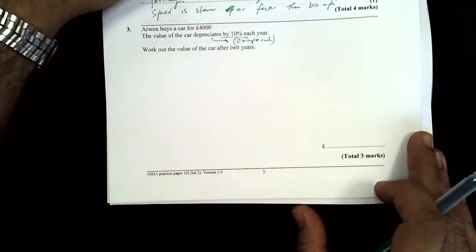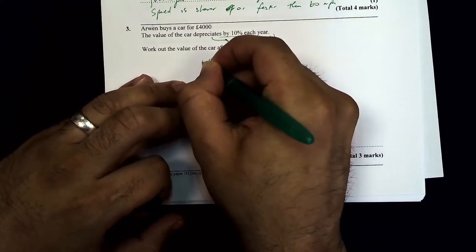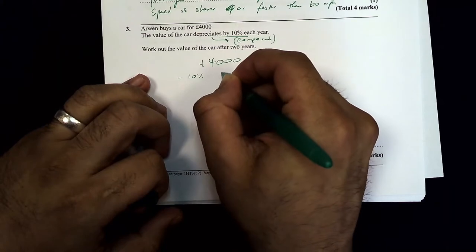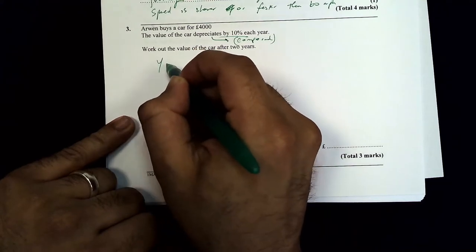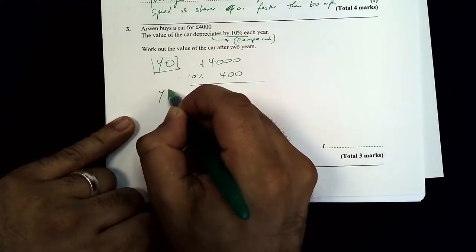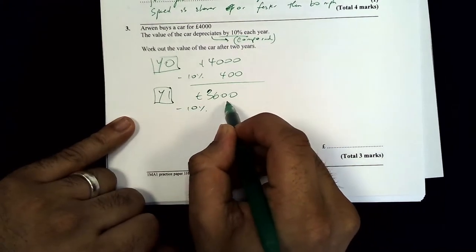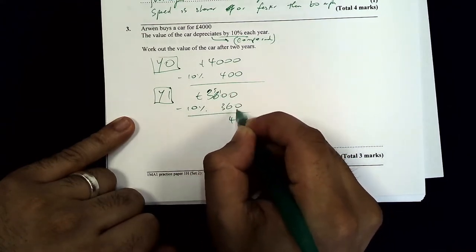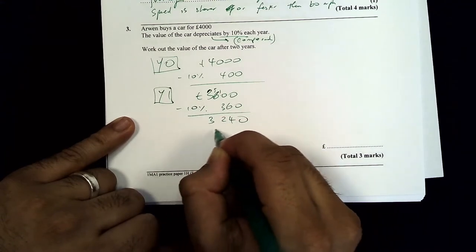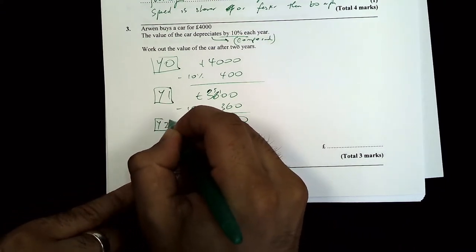So she bought the car for £4,000. In the first year, it goes down by 10%. So £4,000, if we take away 10%, 10% will be £400. That leaves me with £3,600. This was year zero, let's say, and this is year one. I'm now worth £3,600. Now I've got to take another 10% of this new amount. So that is £360. Take that off, and you get £3,240, and that is my value at the beginning of year two.